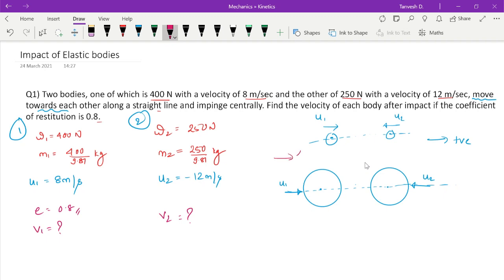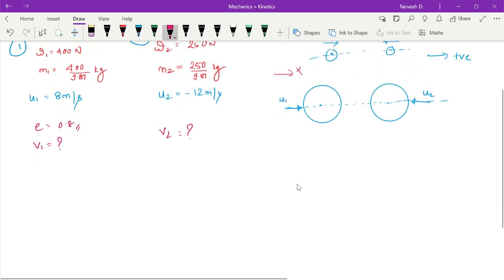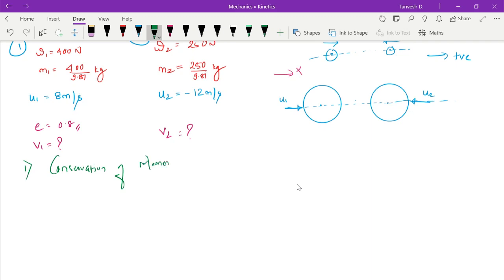Now see, this is the x direction. So we know that the momentum is conserved along the x direction. It's conserved even along the y direction, but here it's not moving in the y direction anyway. So first we'll apply the conservation of momentum along x. That would be m1 u1 plus m2 u2, the momentum before collision, is equal to the momentum after collision.